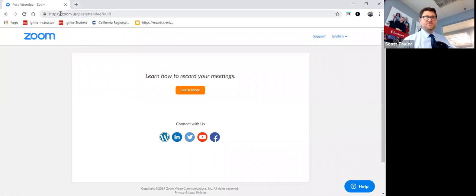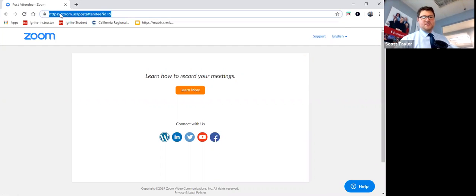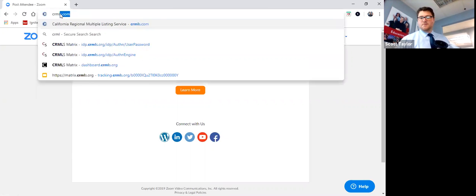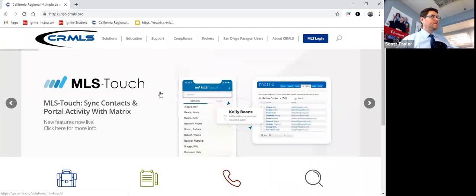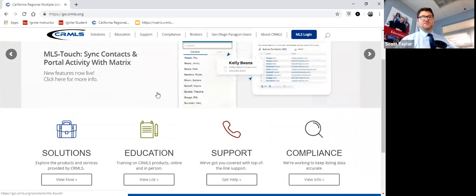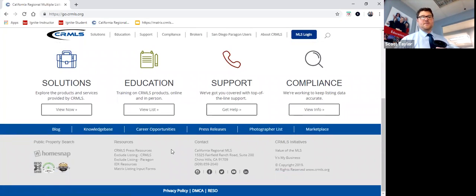Okay, so we're showing on the MLS. You don't have to sign in to be able to get to this website. So this is crmls.org. And this is if you need to exclude from CRMLS. Down at the bottom of the page, you'll see, let's see if I can highlight it, Exclude Listing CRMLS. We don't use Paragon. You can choose to use Paragon, but we never have up here. So we're CRMLS. Exclude Listing CRMLS is on the bottom of the main page.